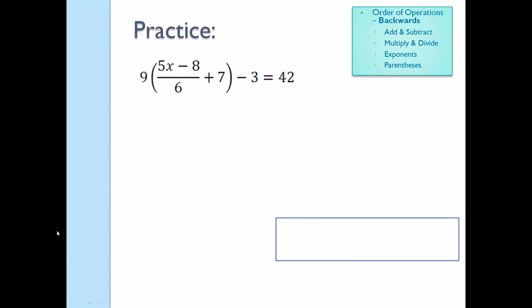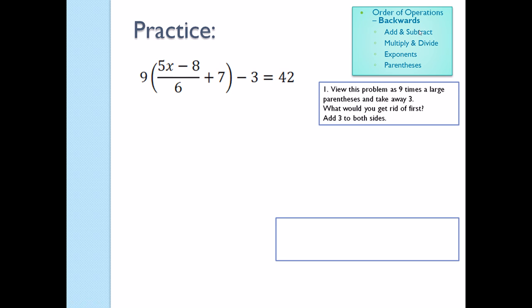All together now. Okay. So we have 9. And what does it mean when a number's next to parentheses? Times. So we have 9 being multiplied by a large set of parentheses. And we have take away 3. So there's the subtract, there's the multiply, there's the parentheses. So we have to get rid of subtracting first. Okay. How do you get rid of subtracting? Do the opposite. The opposite of subtracting 3 is we need to add 3 to both sides of the equal sign.